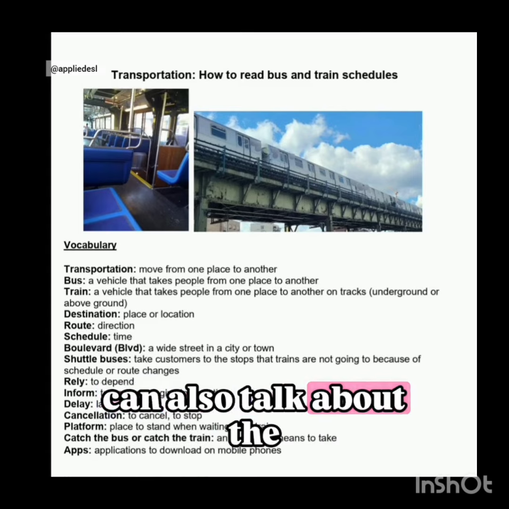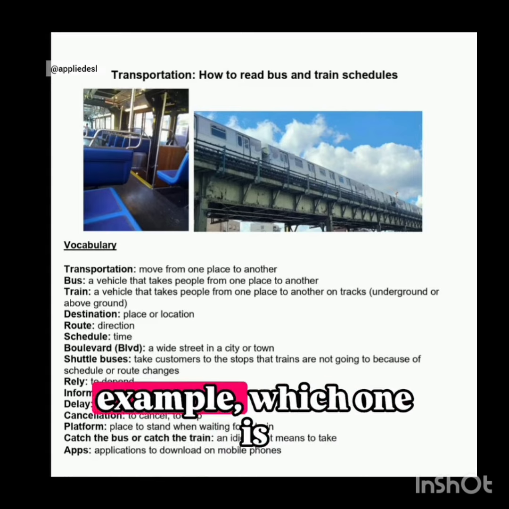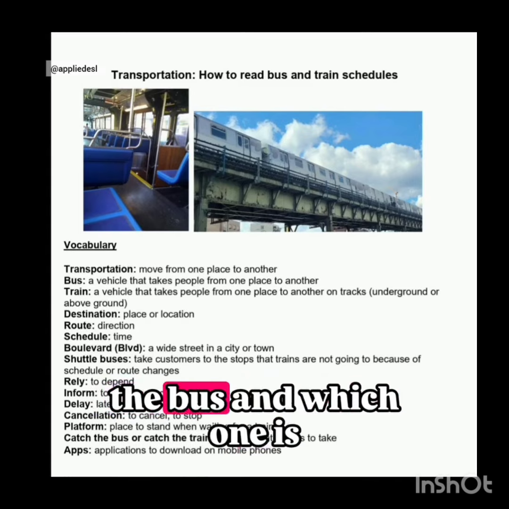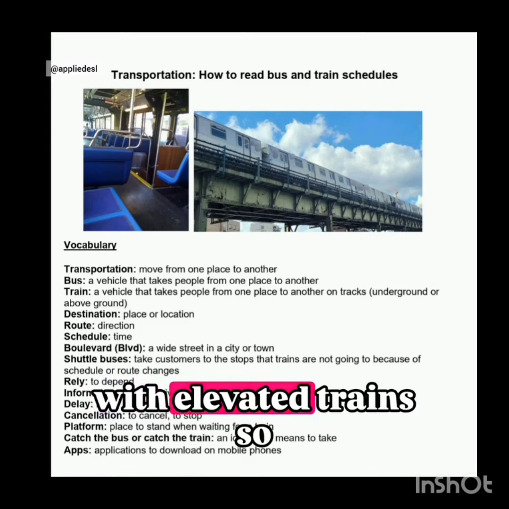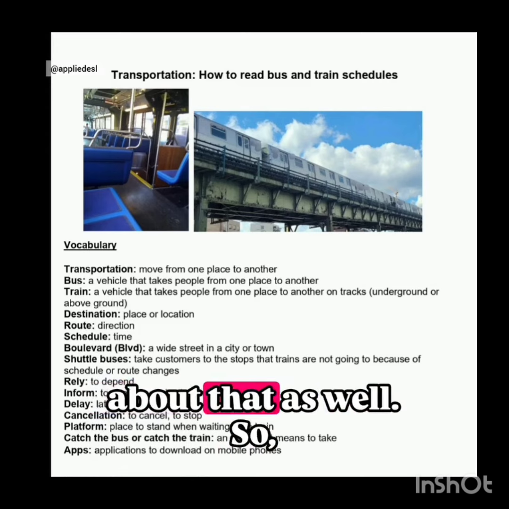You can also talk about the pictures in detail. For example, which one is the bus and which one is the train. Some people may not be familiar with elevated trains, so you may want to talk about that as well.